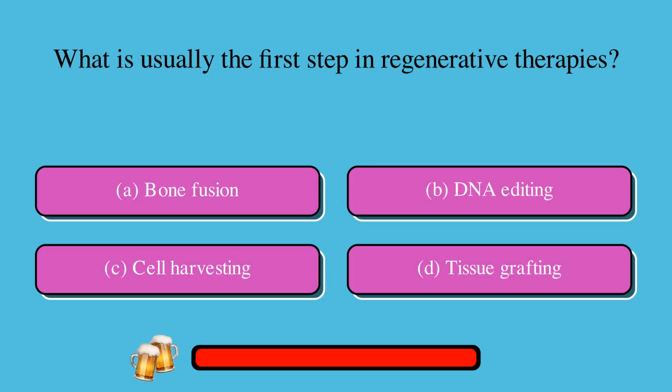What is usually the first step in regenerative therapies? A. Bone fusion, or B. DNA editing, or C. Cell harvesting, or D. Tissue grafting? The correct answer is C. Cell harvesting.